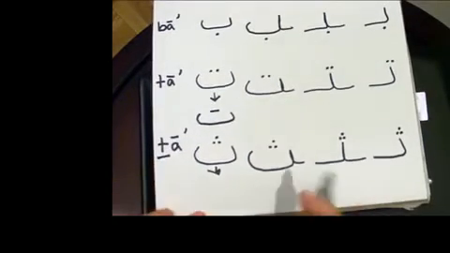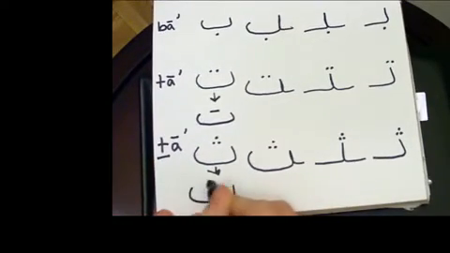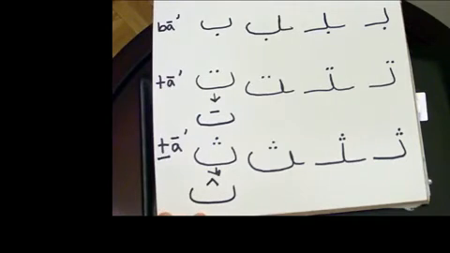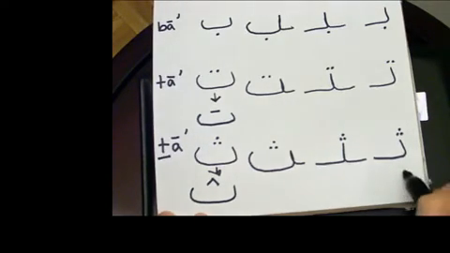Here, the three dots can be shortened into a simple caret shape, a triangle shape. And this, of course, repeats for all the different forms of Tha, as well as Ta.